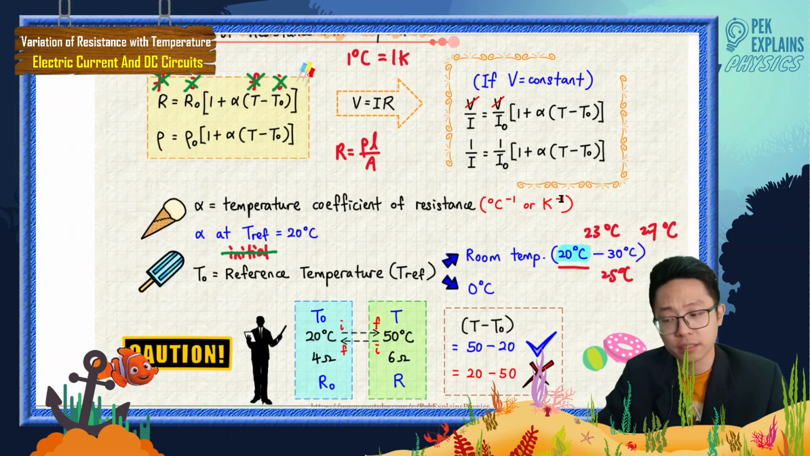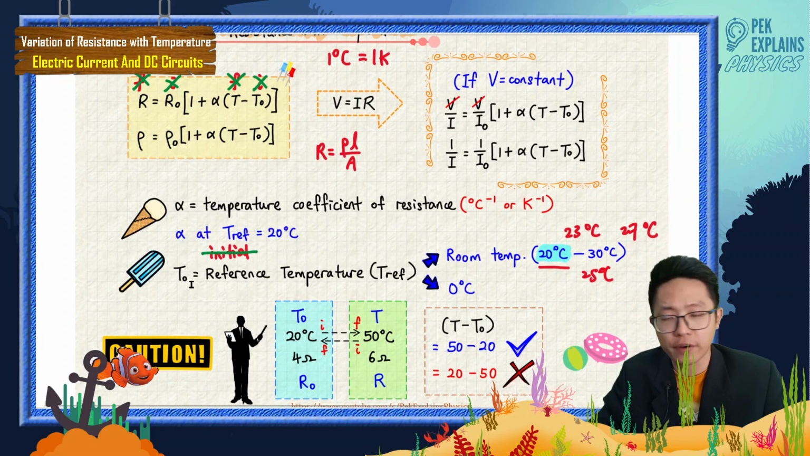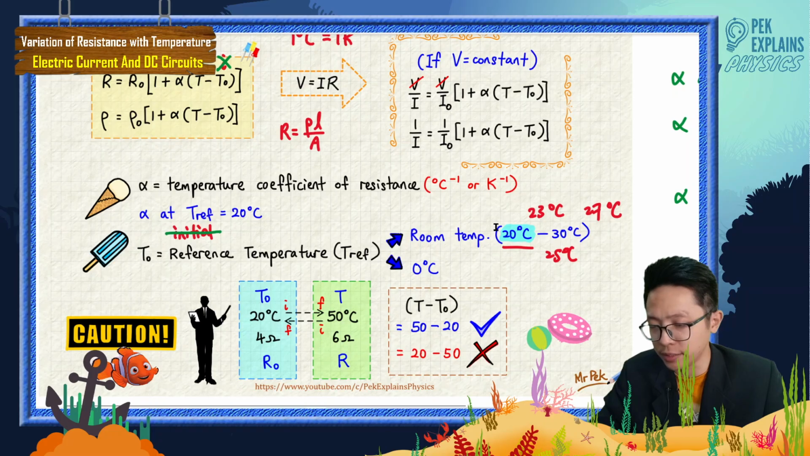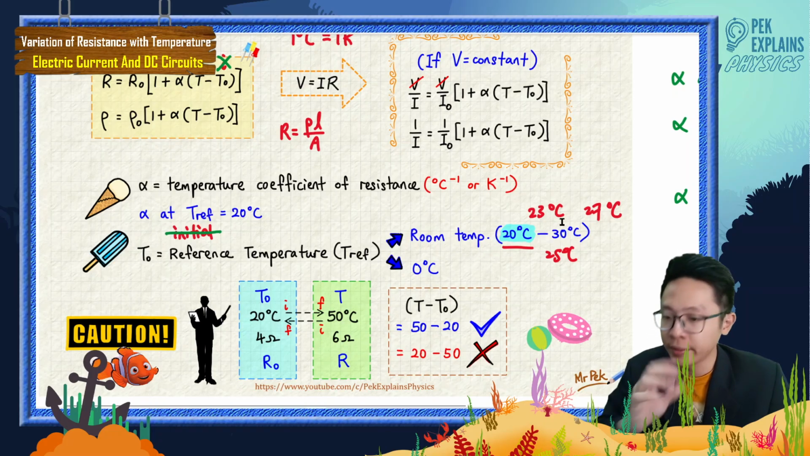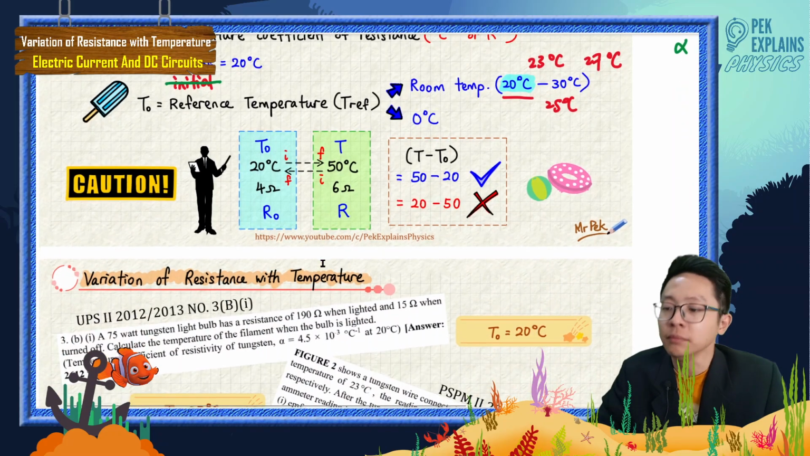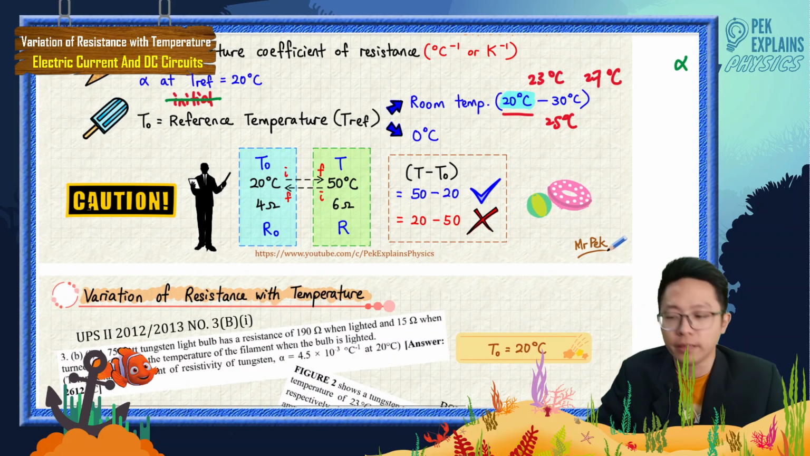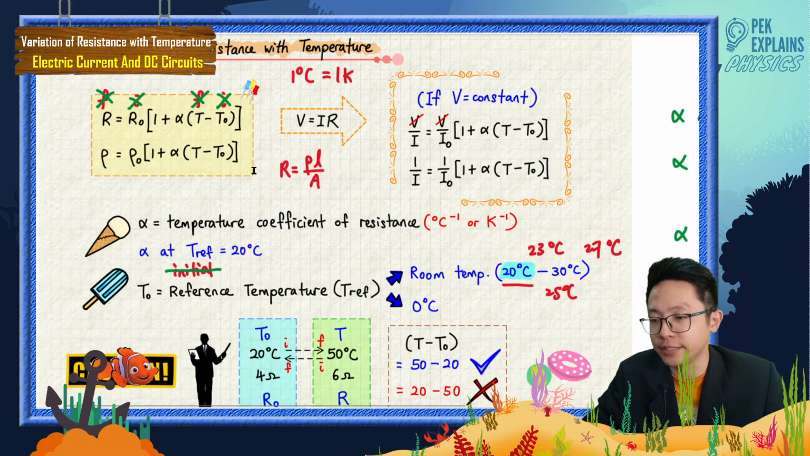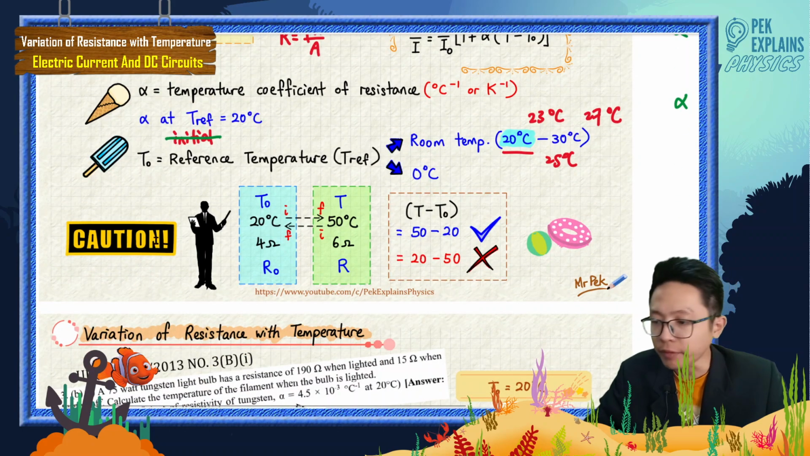Right. That's all about this reference temperature. If you see it has these values, 20 to 30 or 0, you can choose it as the reference temperature T naught. Let me take one example to further clarify. Let's say the initial temperature is 20 degrees Celsius. You heat up the metal to become 50 degrees Celsius. So the 20 degrees Celsius is the initial temperature, and the 50 degrees Celsius is the final temperature.